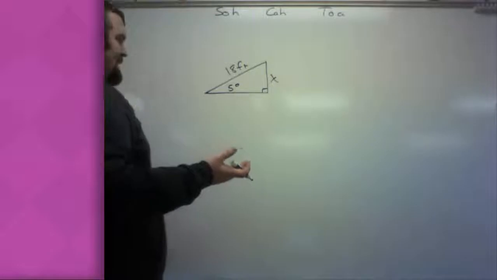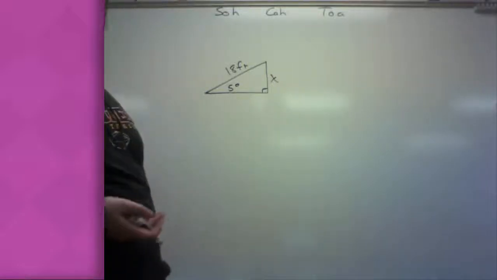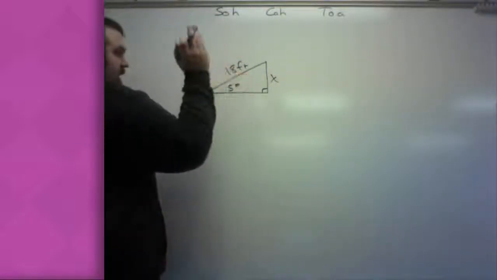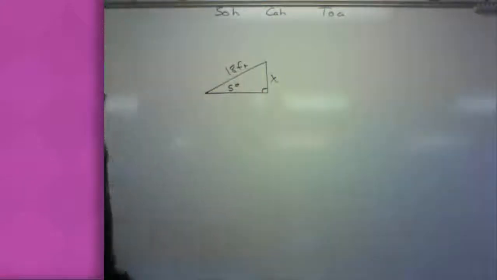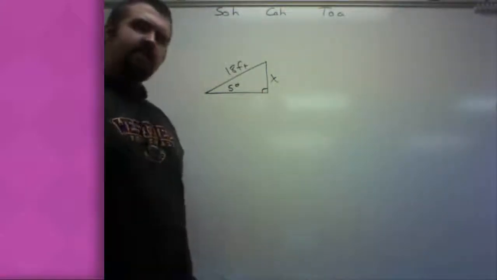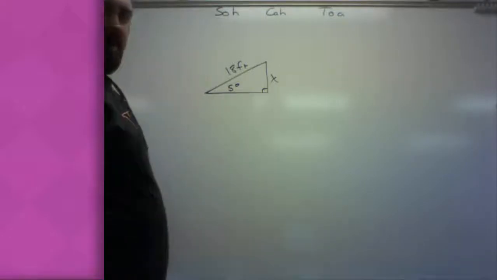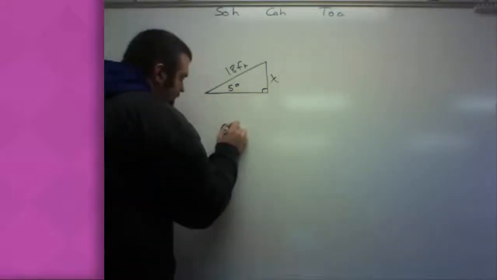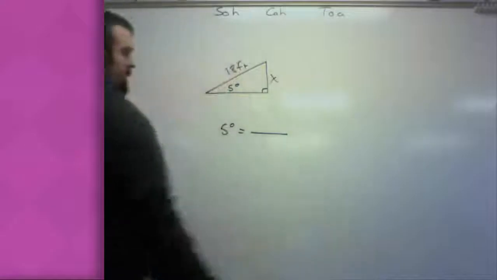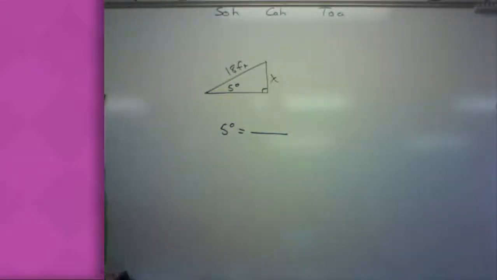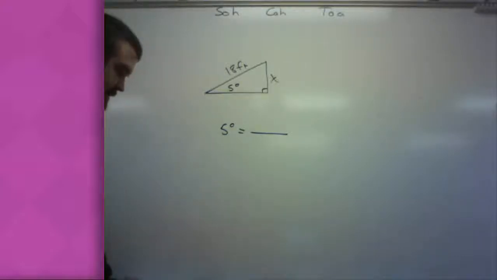Oh, wait, this is a right triangle. I'm given an angle and a side length, and I'm asked to find another one. I'm given one side length, I'm looking for another of a right triangle. Sine, cosine, tangent, it screams it to me. So right away I write down 5 degrees, I write an equal sign, trigonometric ratio. I always butcher that word, and I don't know why.